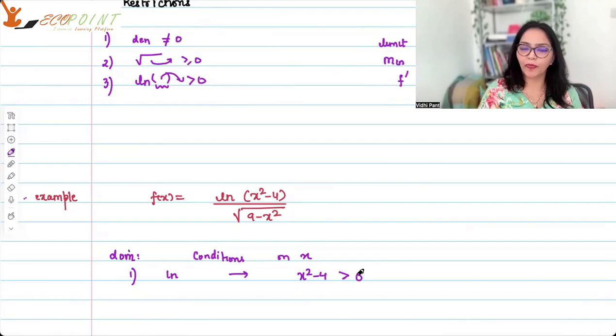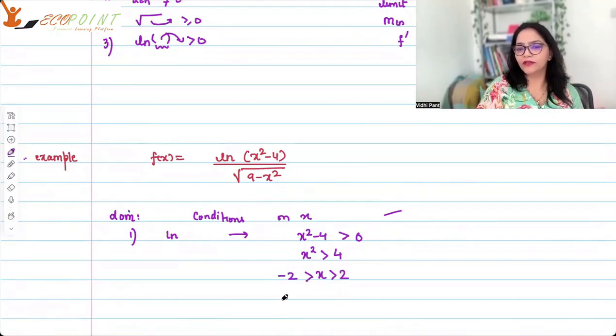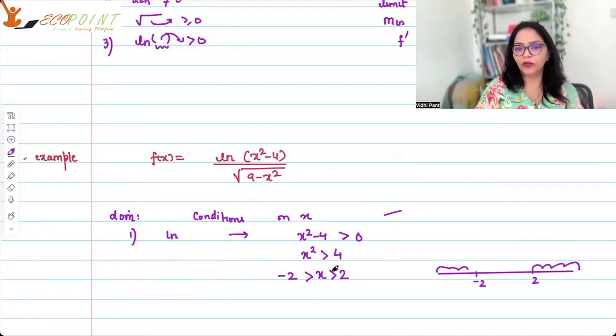x squared minus 4. Now, x squared minus 4 strictly greater than 0 basically means that x squared is strictly greater than 4. Now, when is x squared strictly greater than 4? When x is either greater than 2 or it is less than minus 2. In other words, when x is on the extremes of 2 and minus 2. But this is how you can open it up. Of course, it doesn't mean anything together, but what it means is that x is lesser than minus 2, x is greater than 2.